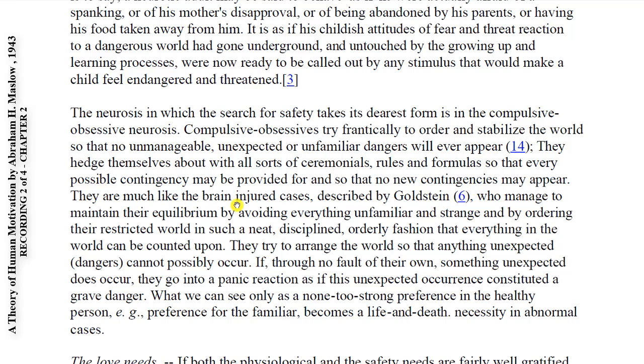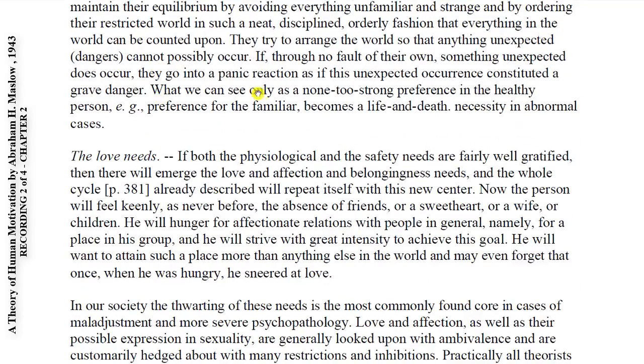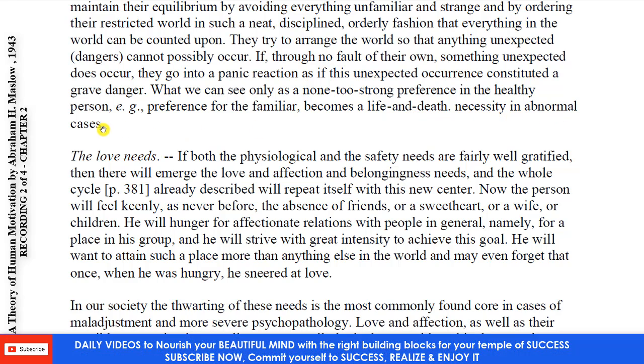They're much like the brain-injured cases described by Goldstein, who managed to maintain their equilibrium by avoiding anything unfamiliar and strange and by ordering their restricted world in such a neat, disciplined, orderly fashion that everything in the world can be counted upon. They try to arrange the world so that anything unexpected, dangers, cannot possibly occur. If through no fault of their own something unexpected does occur, they go into a panic reaction, as if this unexpected occurrence constituted a grave danger. What we can see only as a none too strong preference in the healthy person, e.g. preference for the familiar, becomes a life and death necessity in abnormal cases.